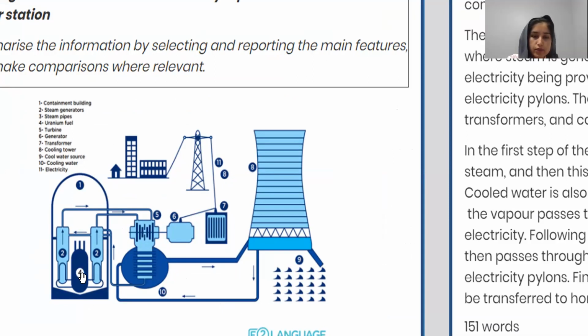And the fourth one is uranium fuel. So from uranium fuel, we get the steam through this, and then it goes to the turbine. And then the sixth one is generator. It goes to generator, and then to transformer, and then eight is the cooling water. So in here we have the cooling water, and the cooling water source is the ninth one. So we get it from like underground, and then it goes and creates the electricity.